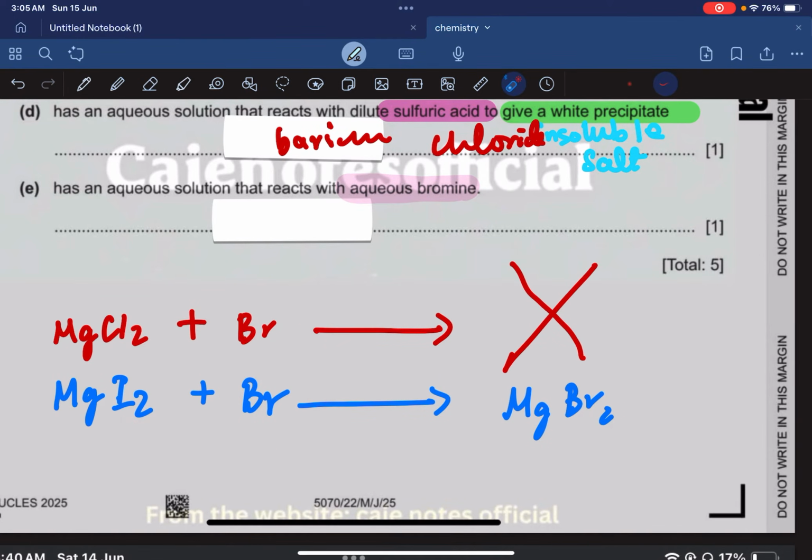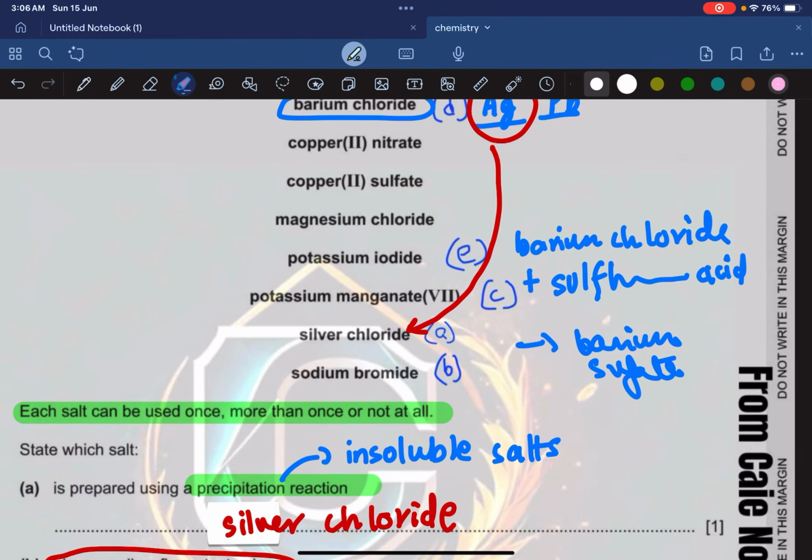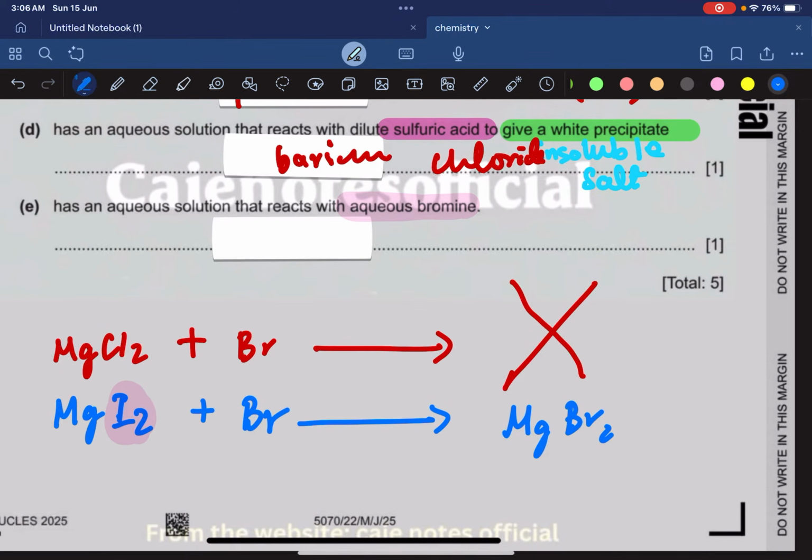So what kind of salt am I looking for that's going to react with aqueous bromine? A salt of a halogen that is less reactive than bromine, so that bromine can displace the halogen. So it has to be less reactive. It cannot be a chloride, because bromine cannot displace the chlorine in the chloride. So I'm going to check for a salt in which I have iodine, or a less reactive non-metal. Can I find an iodide? Look over here, this potassium iodide is for sure going to react. So the answer for this one is going to be potassium iodide.